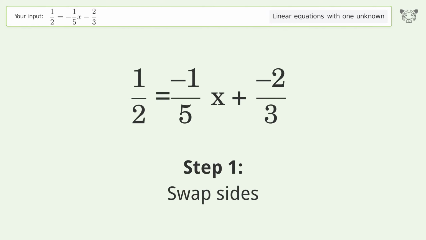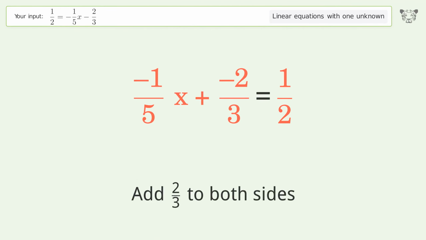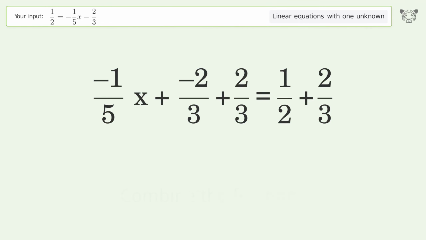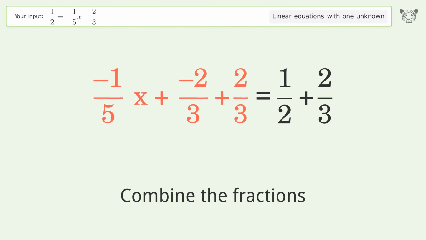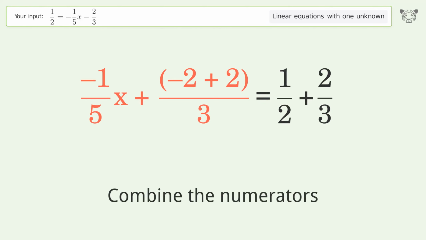Swap sides. Group all constants on the right side of the equation. Add 2/3 to both sides. Combine the fractions. Combine the numerators.